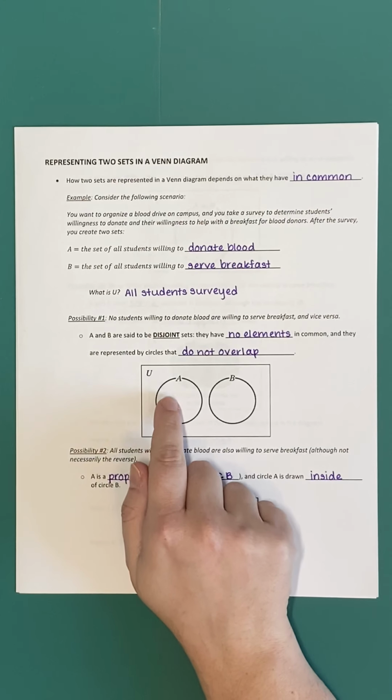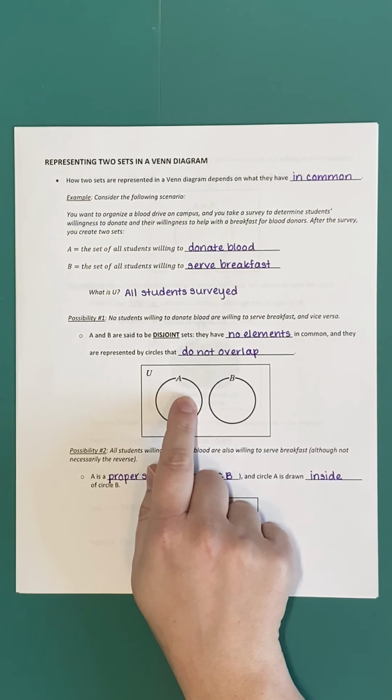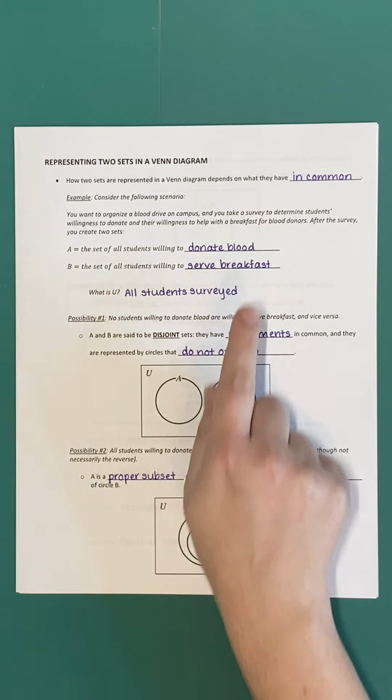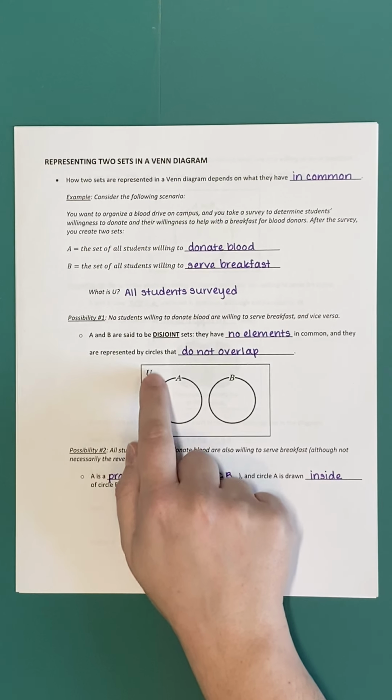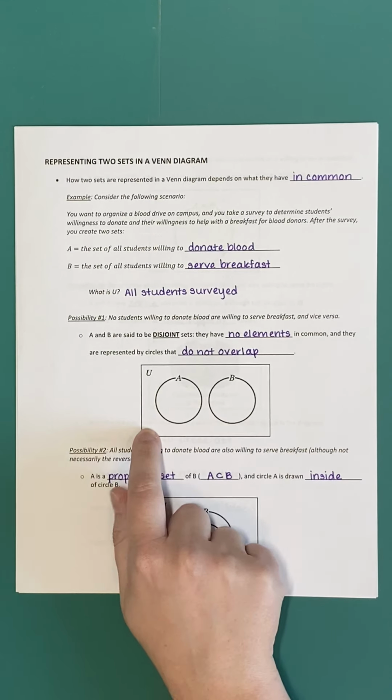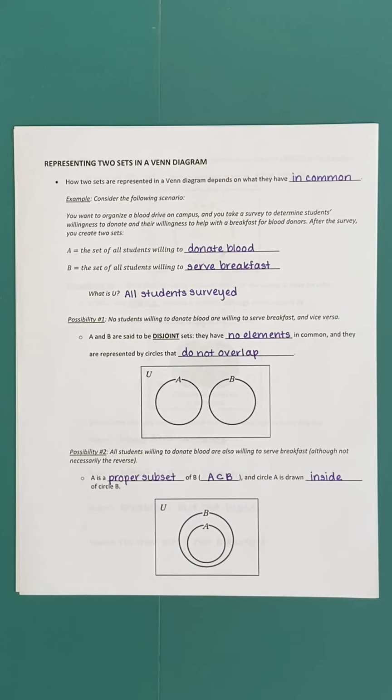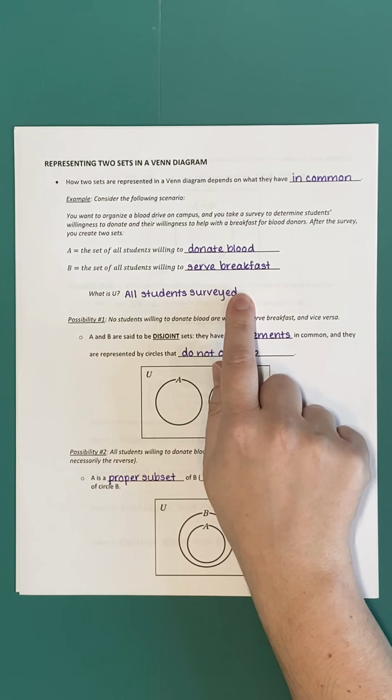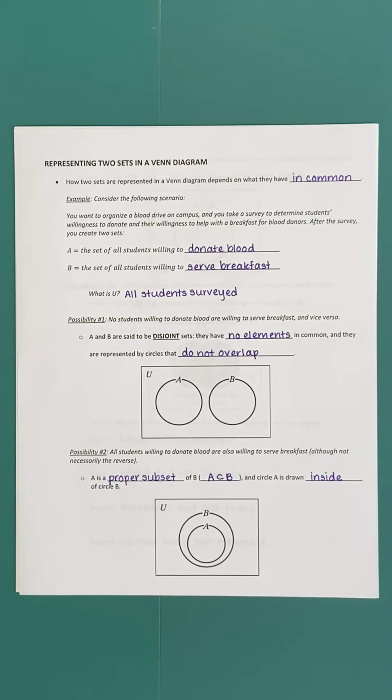So anyone who falls into A is willing to donate blood. Anyone who falls into B is willing to serve breakfast. What about someone who's left inside the rectangle but didn't go into A and didn't go into B? Well, what we would say is that they were surveyed, they're part of the universal set, but they said they didn't want to donate blood. They said they weren't willing to help with breakfast. So we do have to consider those. They weren't further grouped, but they are part of the universal set. So that's going to be one possibility, a fairly unlikely possibility, but it is still something we have to consider.